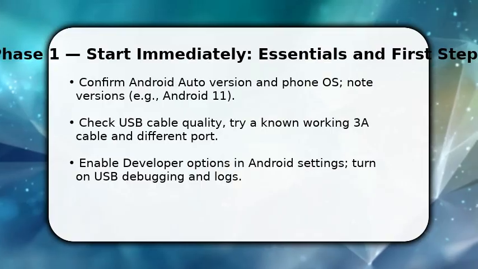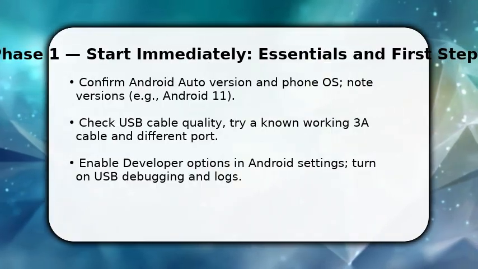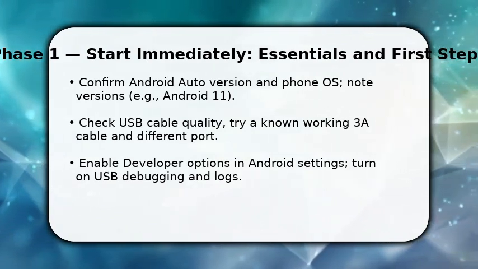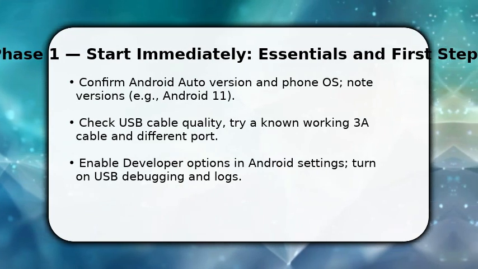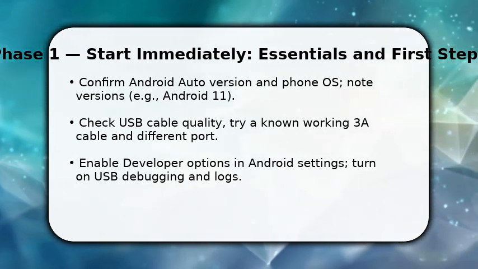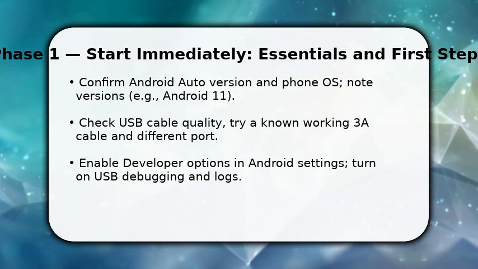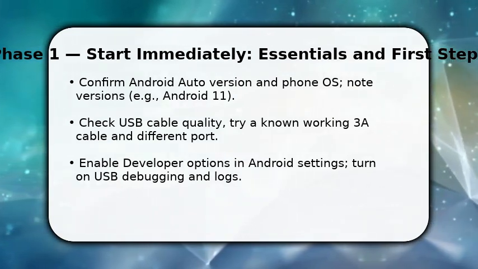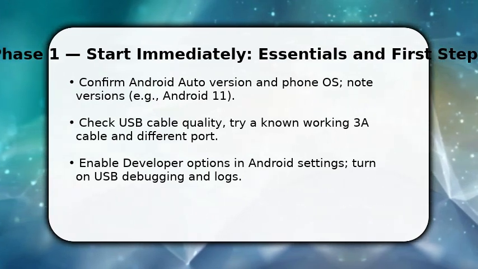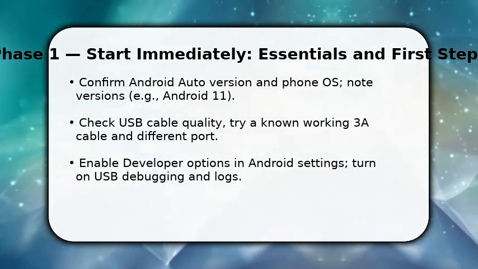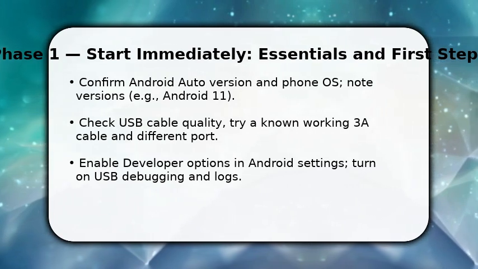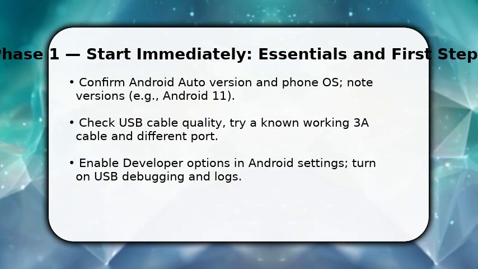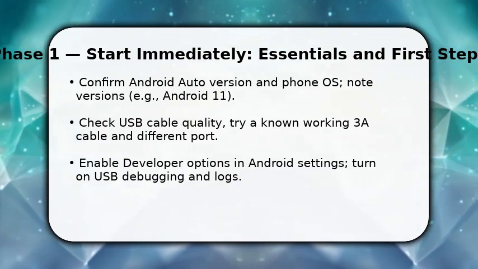You start by verifying prerequisites. This prevents wasted effort. Check Android Auto and phone OS versions, then use a high-quality USB cable and a different car USB port. Once done, enable developer options in Settings, activate USB debugging, and enable Android Auto logs so you can see errors. Make sure the phone's battery saver is off and background restrictions are disabled. These often kill the app. Now you have diagnostic access and a reliable connection to proceed with targeted fixes.